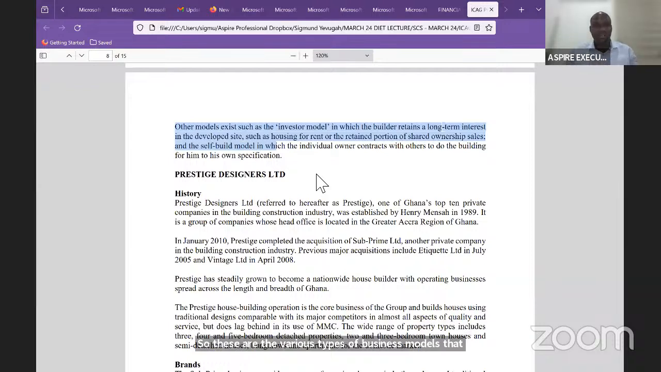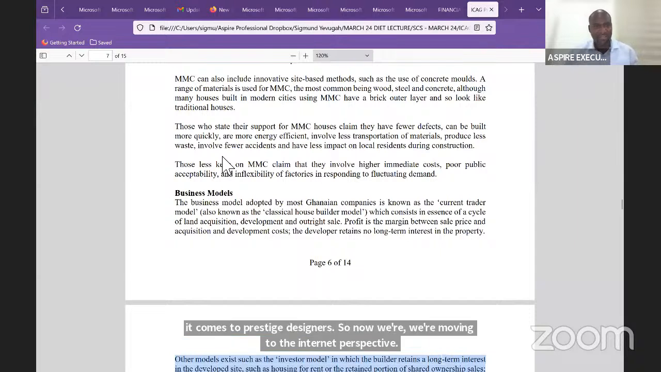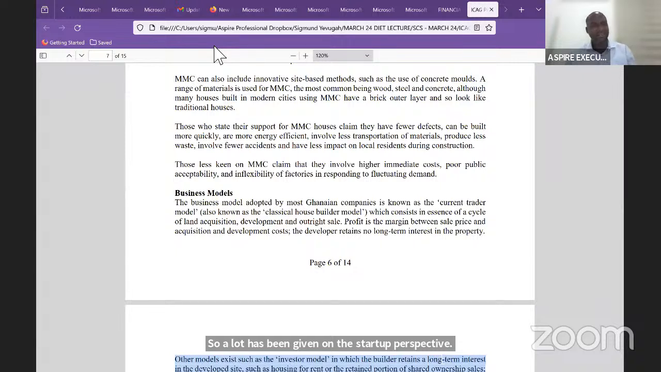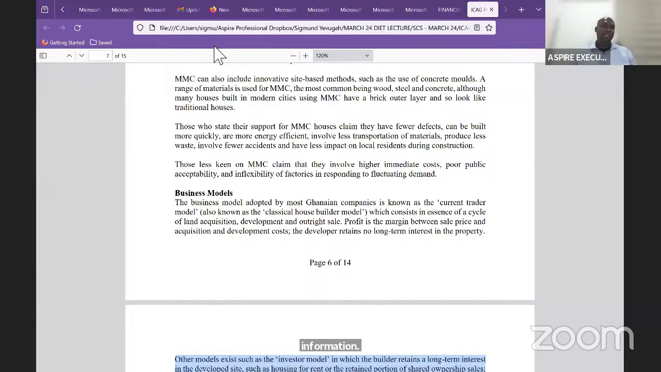And the question is, which option do we have when it comes to Prestige Designers? So now we are moving to the internal perspective. So a lot has been given on the external perspective. So if for nothing at all, there will definitely be an interesting question from the environment. Definitely something should be coming from there because so much information has been provided, with a need to do a careful analysis of this information to get your models well explained.